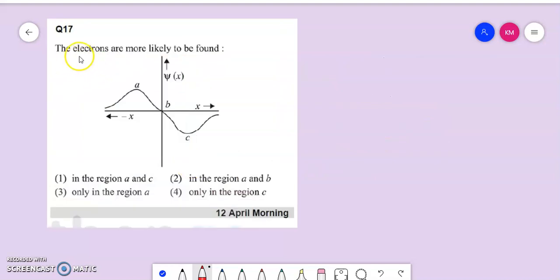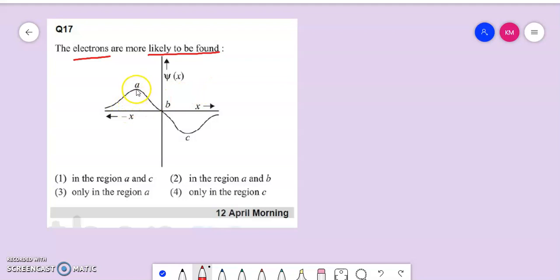Here the next question is, the electrons are more likely to be found in. They have given a graph. In this graph, in which region are the electrons more likely to be found? This question is based on the quantum mechanical model of an atom. If you see, children, psi represents the wave function, no? So if the amplitude of the electron wave is maximum, then you can find the electron in that region.